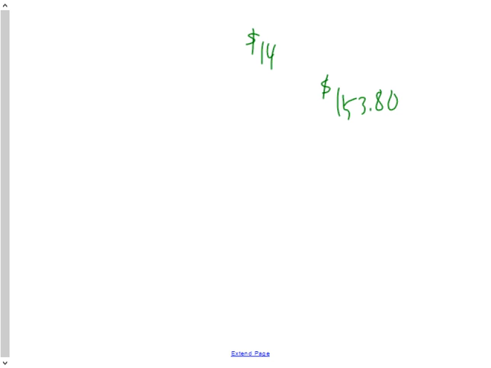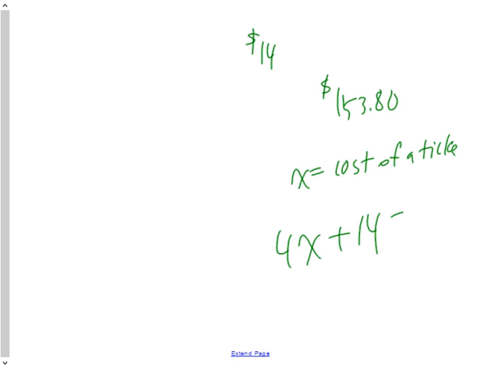So she bought 4 tickets. So X is the number of tickets. No, sorry, the cost of a ticket. What is the cost? Not number, because you bought 4. X is the cost of each ticket. So she bought 4 of them. So 4 times X is going to be the cost of those tickets, because she bought 4 of them, plus the $14 handling charge, which is just a one-time payment, is equal to the cost of $153.80.